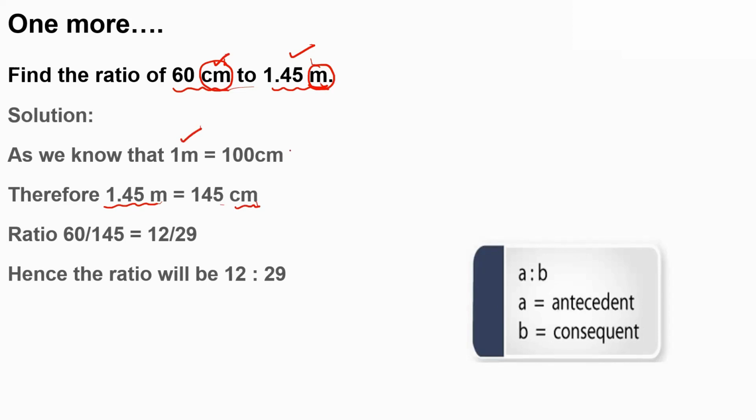So 1 meter is equal to 100 centimeter. It means 1.45 meter means 1 meter and 45 centimeter. And 1 meter is equal to 100 centimeter plus 45 centimeter. That will become 145 centimeter. It means now I have to compare 60 centimeter to 145 centimeter. Both are in centimeter, so I can do the comparison. So now I can reduce further.